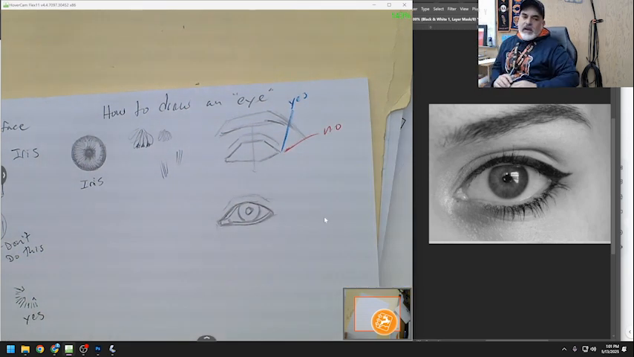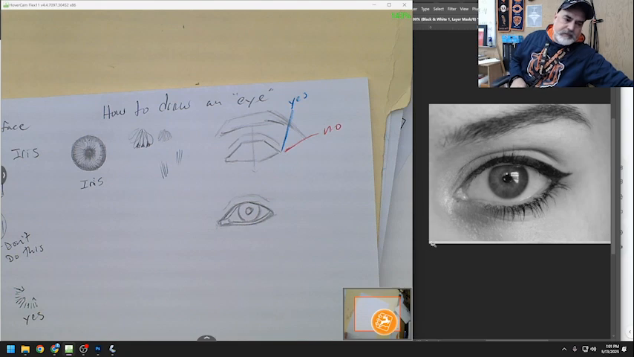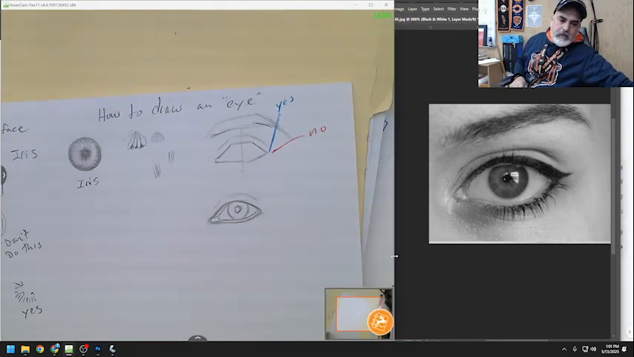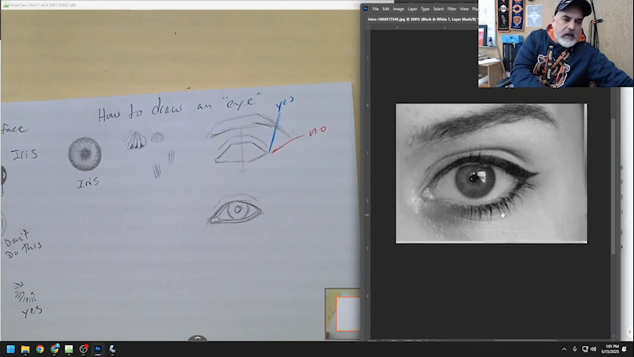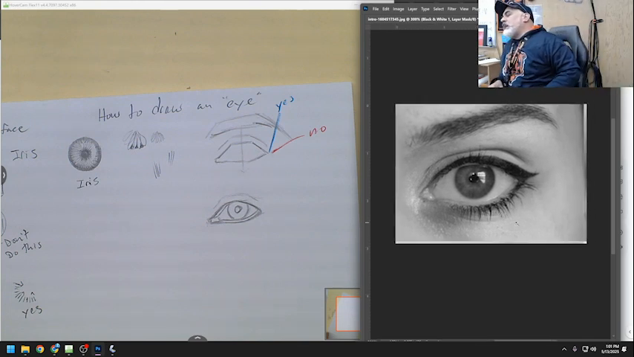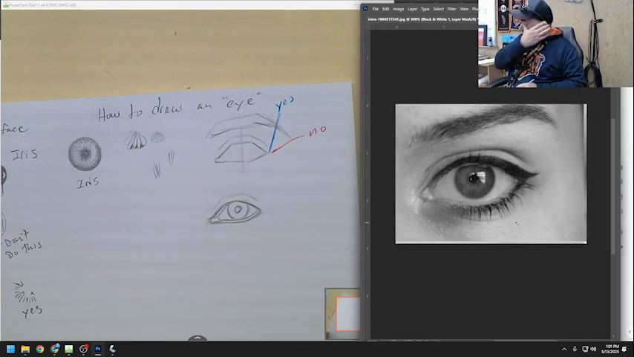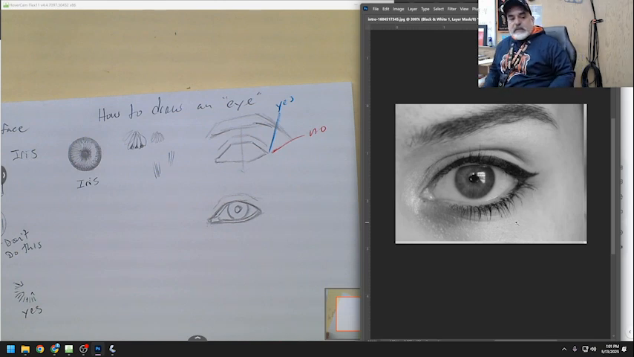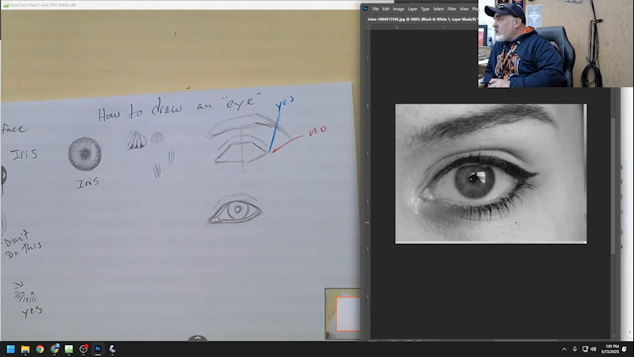So what we're going to do now is we're going to use this picture I have on the screen. I wish I would have used one without eyeliner, but it is what it is. So we're going to pretend she doesn't have that eyeliner, that black on the upper eye, and we're just going to draw the shape of the eye.